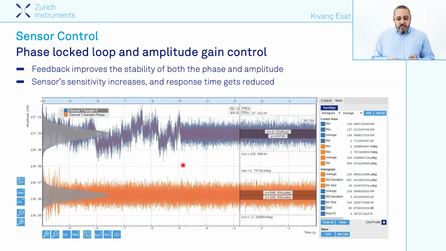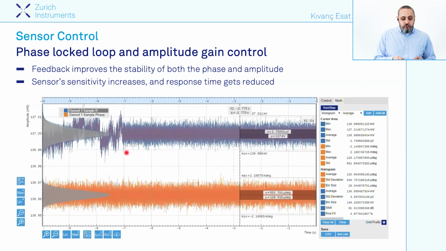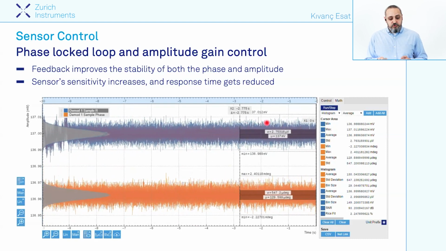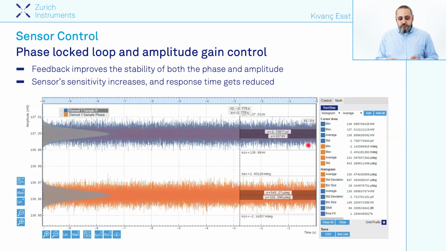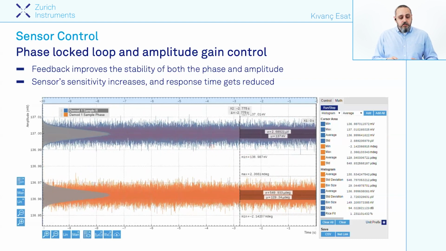And here we actually turned on the automatic gain control that stabilized the amplitude in addition. And these two loops, they work in parallel, boosting our sensors' sensitivity and also the response time.